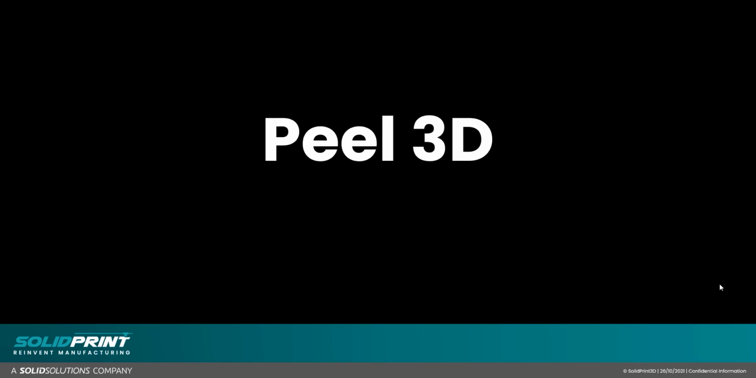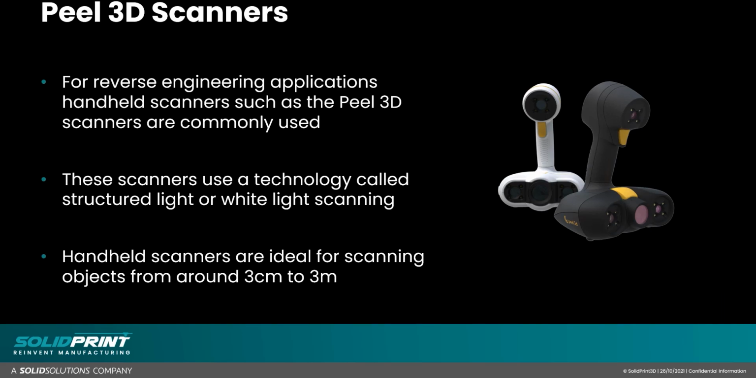Peel 3D is one of the brands we're going to focus on in this presentation. The Peel 3D scanners are ideal for reverse engineering applications. They can scan objects from around 3 centimeters all the way up to 3 meters. This is merely a recommended range, and these scanners are capable of scanning above and below this range.